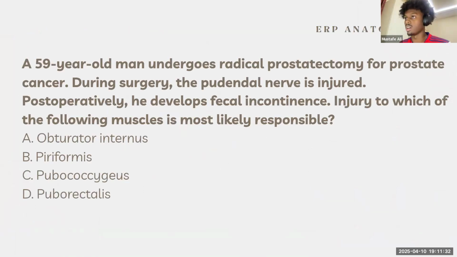A 59-year-old man undergoes radical prostatectomy for prostate cancer. During surgery, the pudendal nerve is injured. Post-operatively, he develops fecal incontinence. Injury to which of the following muscles is most likely responsible? What do you guys think?